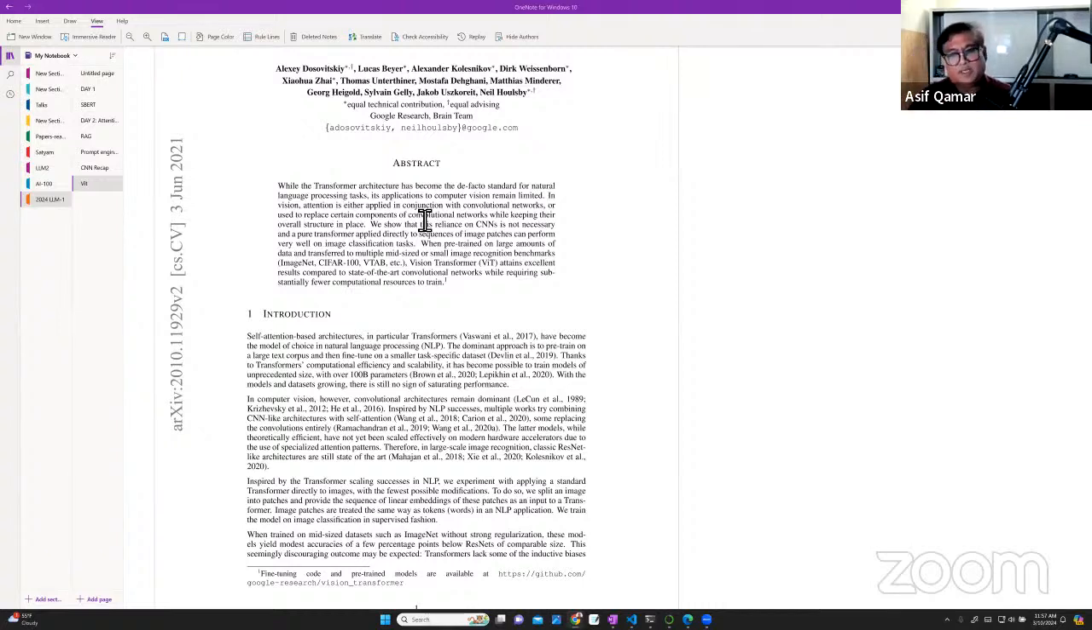But then we live in the world of big data. And so I will continue here what it says from this point. We show that this reliance on CNNs is not necessary, and a pure transformer applied directly to sequences of image patches can perform very well on image classification tasks. We pre-train on large amounts of data and transfer it to multiple mid-size or small image recognition benchmarks.